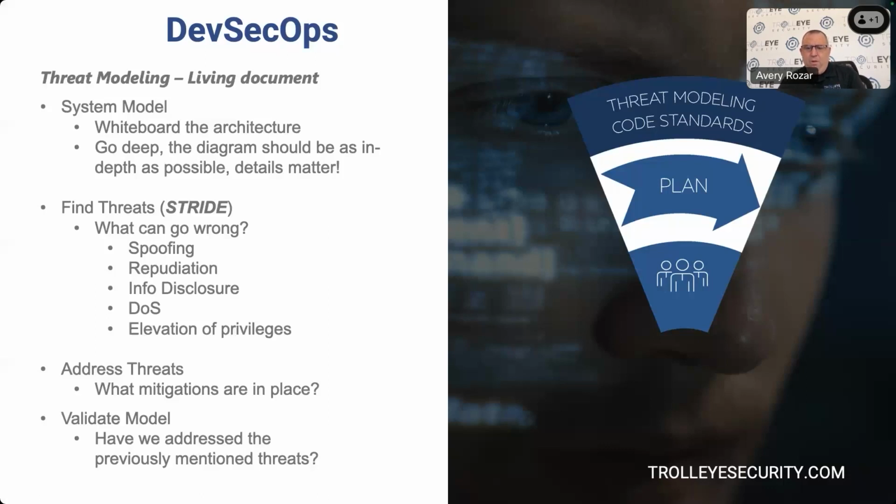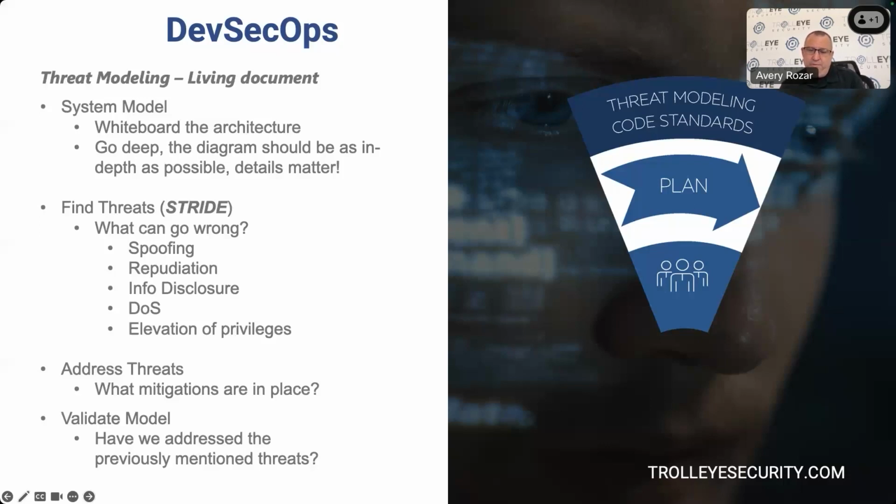So the first portion is to build a system model. That includes your dev teams, obviously, because they know more about everything that has been put into this application, or they should. Second part is finding the threats. We typically use the STRIDE model, and that stands for spoofing, repudiation, information disclosure, denial of service, and elevation of privileges. Those are the key elements that the security teams are looking to find and answer the questions of.